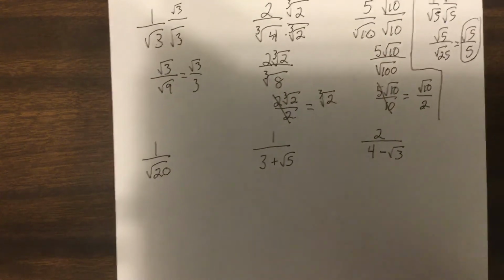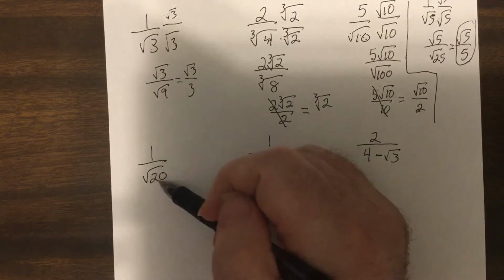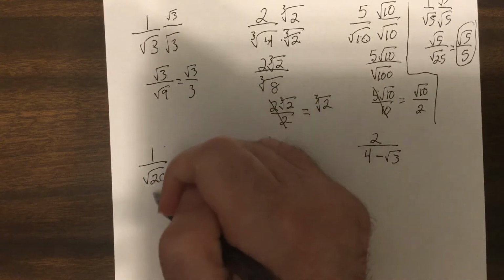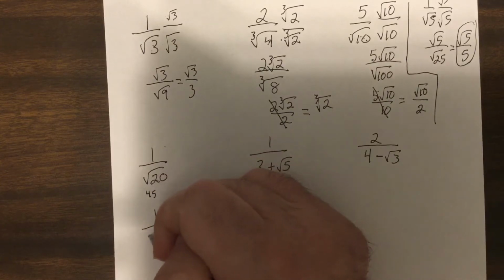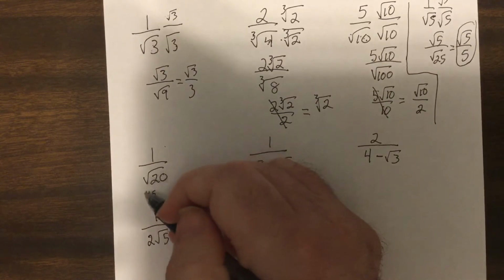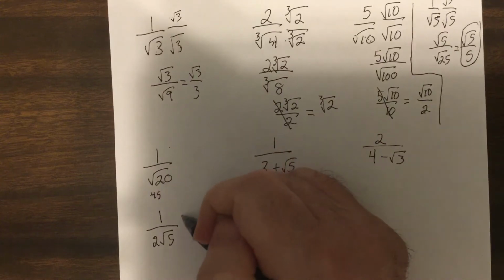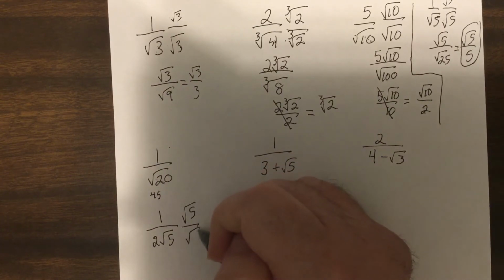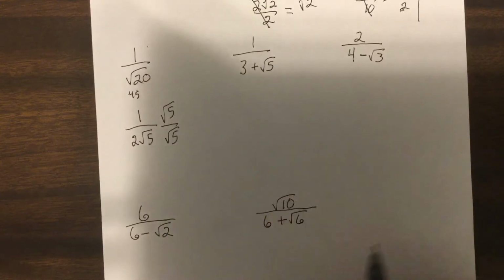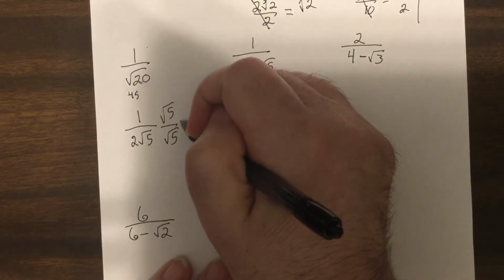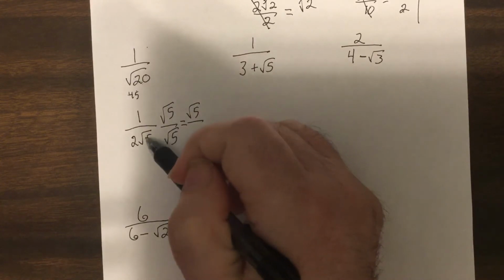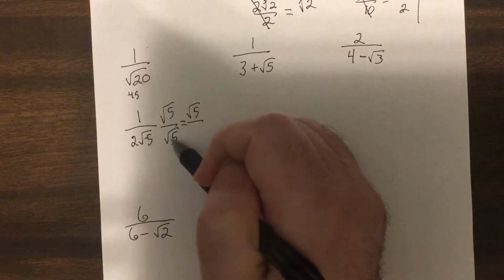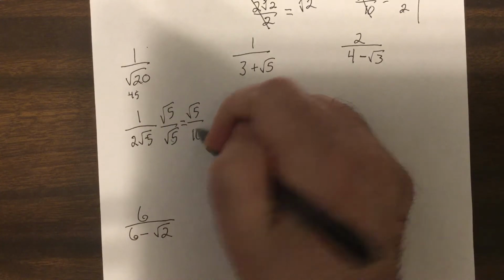Now this one, you could do square root of 20 and then simplify later because there's a perfect square, or I could simplify it first. 20 is 4 and 5, so I could simplify that to 2 square root of 5. Square root of 4 times square root of 5. Then multiply the top and the bottom by square root of 5. So this would be square root of 5 over square root of 5 is 5, square root of 25, which is 5 times 2 is 10.